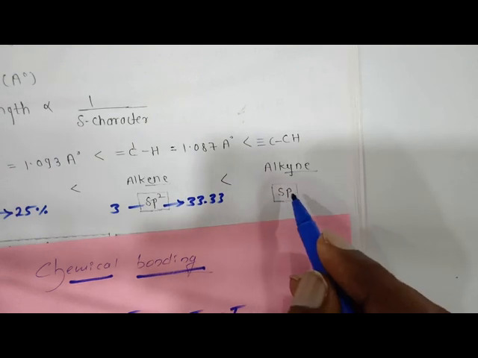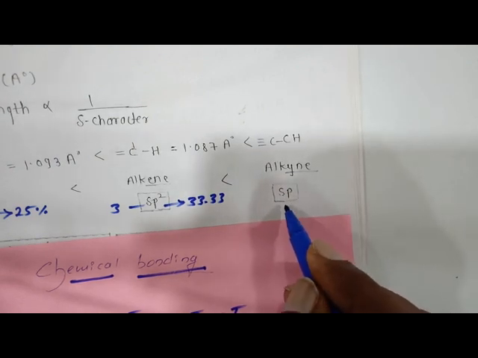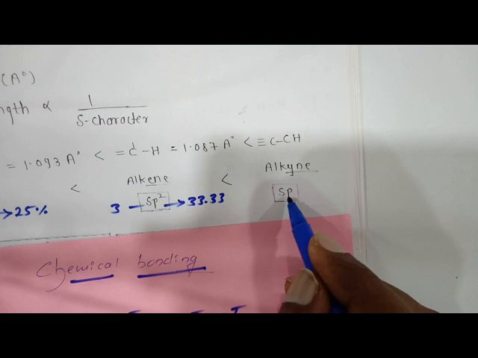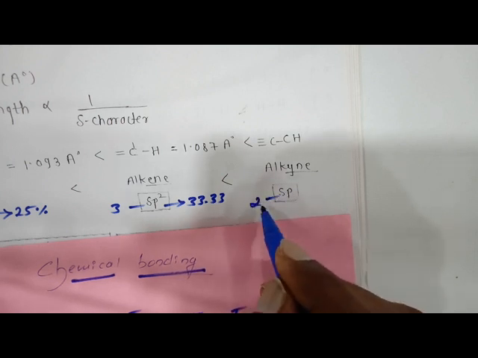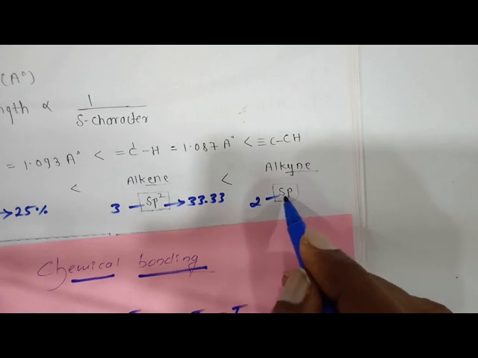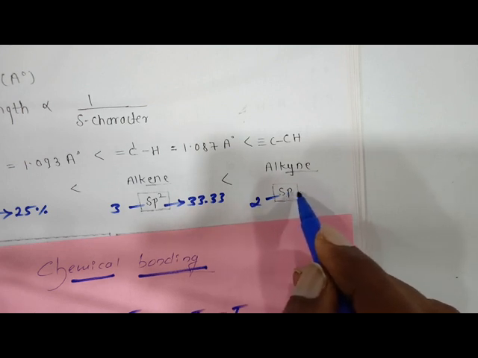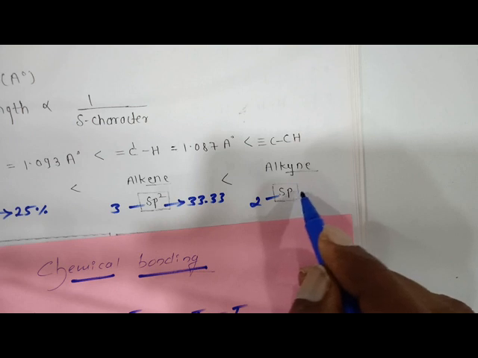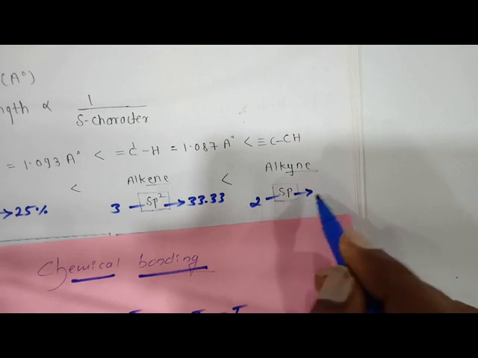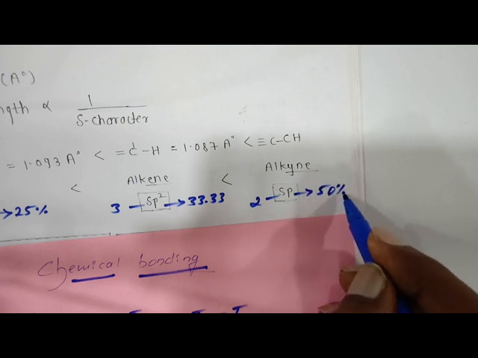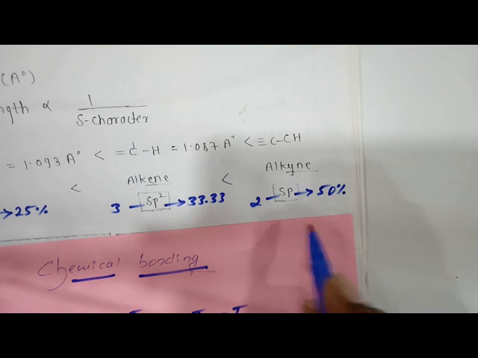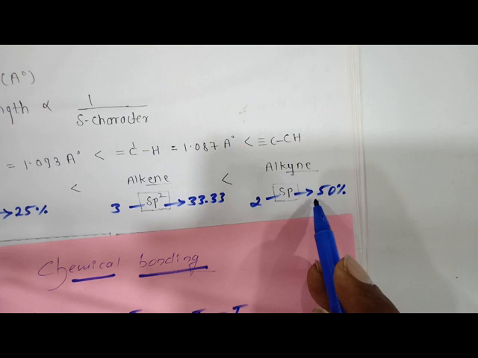Now as we move towards the alkyne, its hybridization is sp. As there are only 2 orbitals, the percentages of S and P are equal. The S percentage is 50%, and the P percentage is 50%. So the S character is 50% and the P character is also 50%.